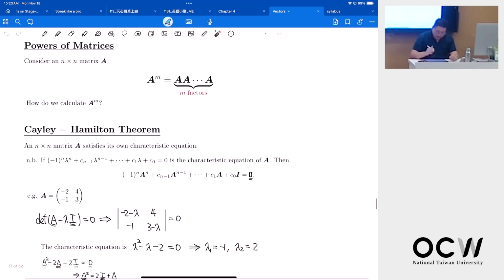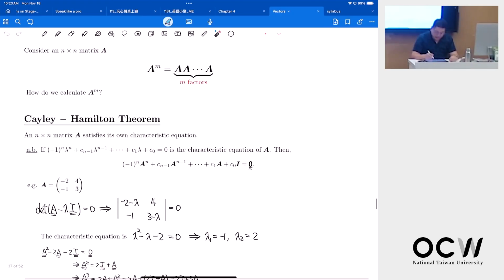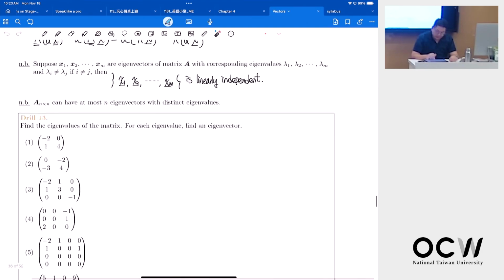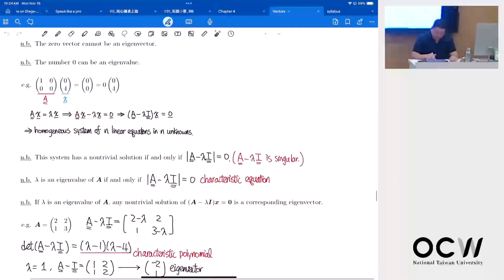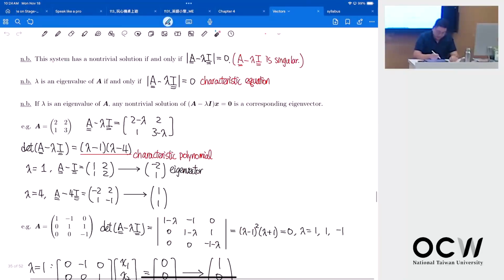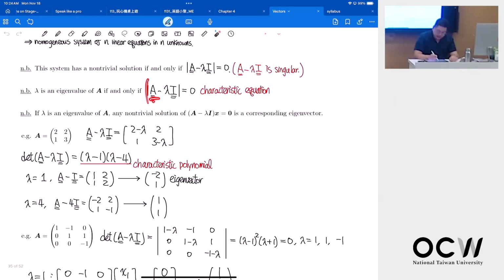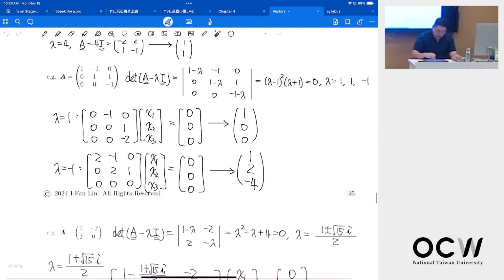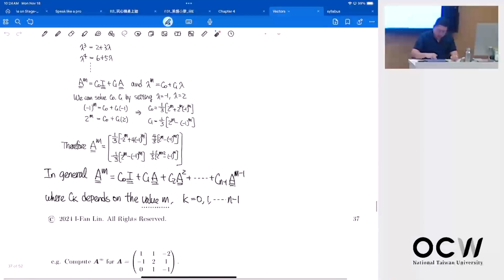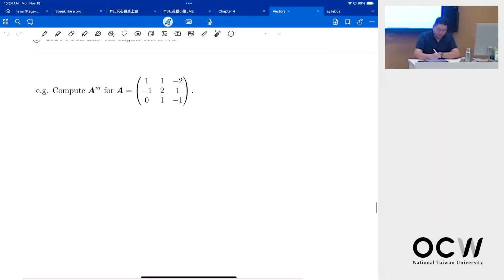This is called the Cayley-Hamilton theorem. If you want to find, for example, A to the n, we use the characteristic equation. Once you have the determinant of A minus lambda I equal to 0, then I have the characteristic polynomial. When this is equal to 0, that is the characteristic equation. Now, let's compute A to the m.